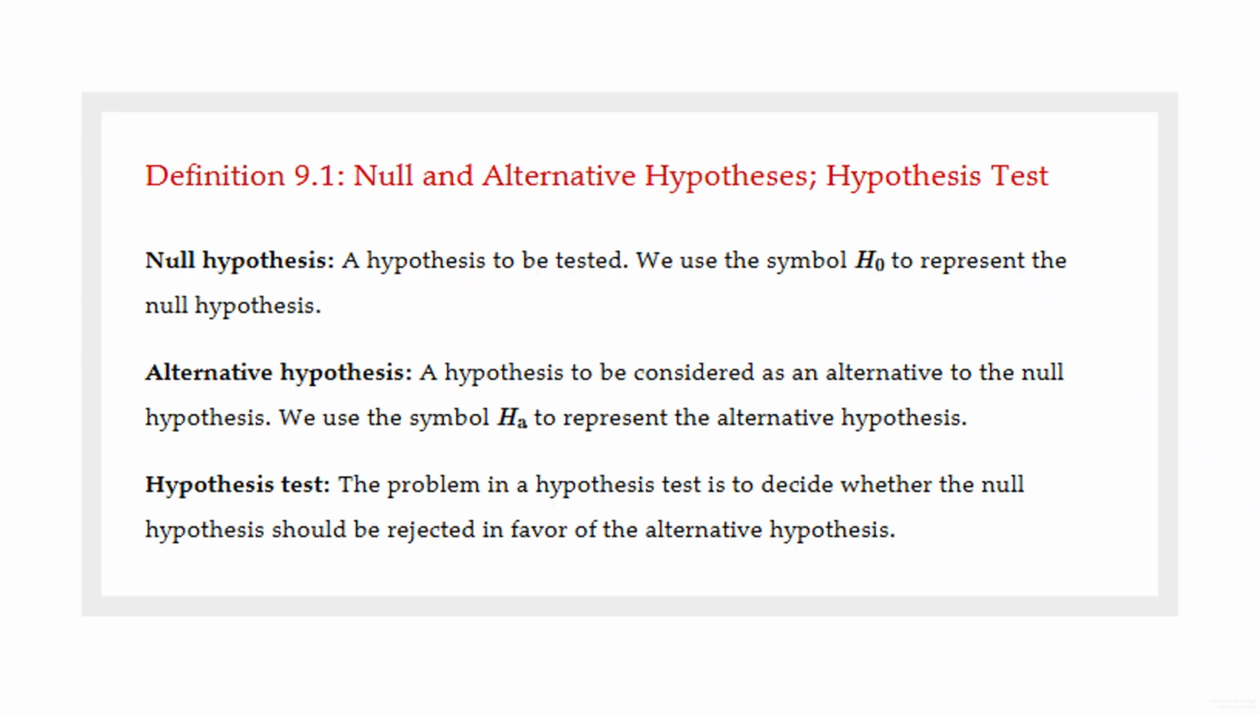So these are the definitions for our null and alternative hypothesis and the hypothesis test. A null hypothesis is a hypothesis to be tested, and we use the symbol H sub 0 to represent the null hypothesis. An alternative hypothesis is a hypothesis to be considered as an alternative to the null hypothesis. We use the symbol H sub A to represent the alternative hypothesis. And the problem in a hypothesis test is to decide whether the null hypothesis should be rejected in favor of the alternative hypothesis.